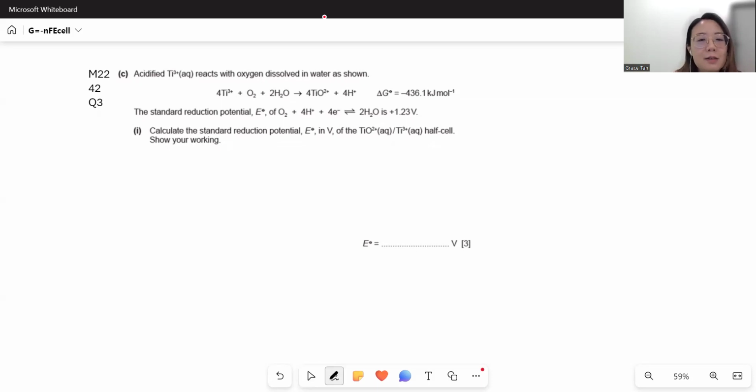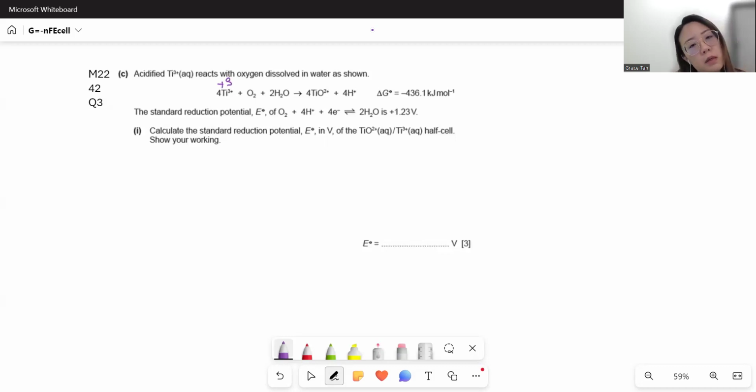So let's look at this question here. You want to calculate the E value. You are not calculating E cell. You want to calculate the E value for the TiO2+ and Ti3+. Let's start with some analysis first. They've given us delta G, and then this is 3+ in terms of oxidation number.